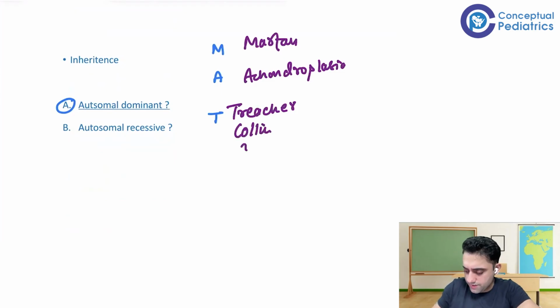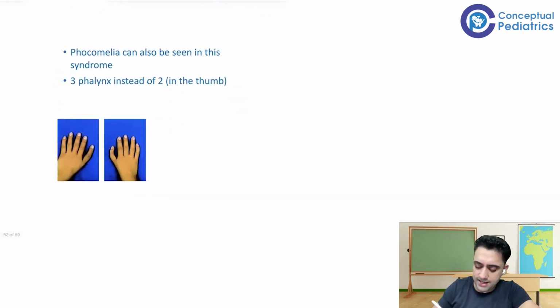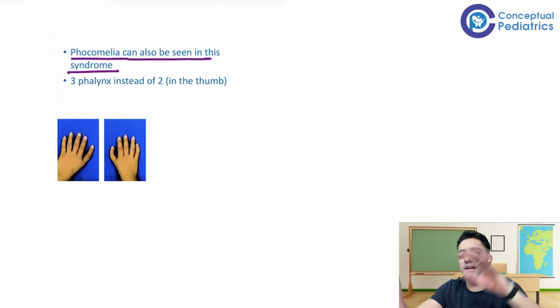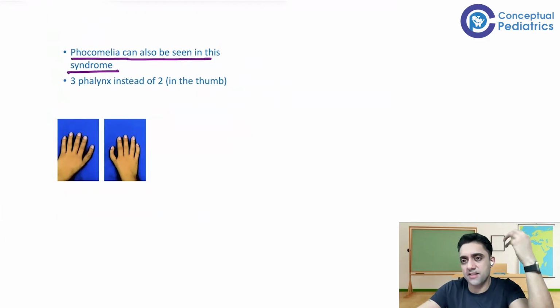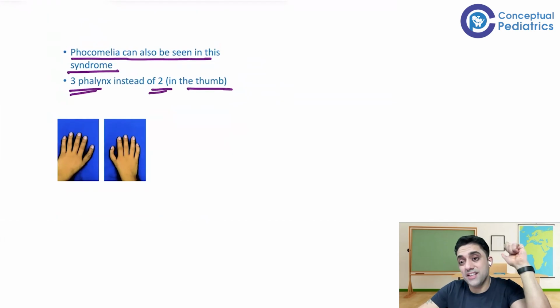So all these conditions, very importantly, are autosomal dominant inheritance. And this Holt-Oram syndrome also is autosomal dominant. Number two, phocomelia can also be seen in the syndrome. Limb defects are there. And most importantly, I told you instead of a thumb, there is a finger. Thumb has just two phalanges, and the patient is going to have three phalanges.